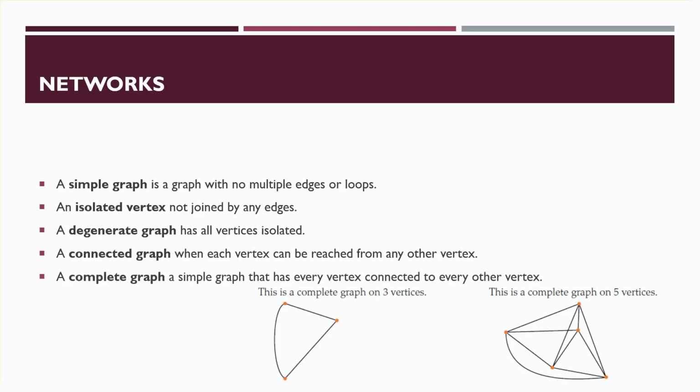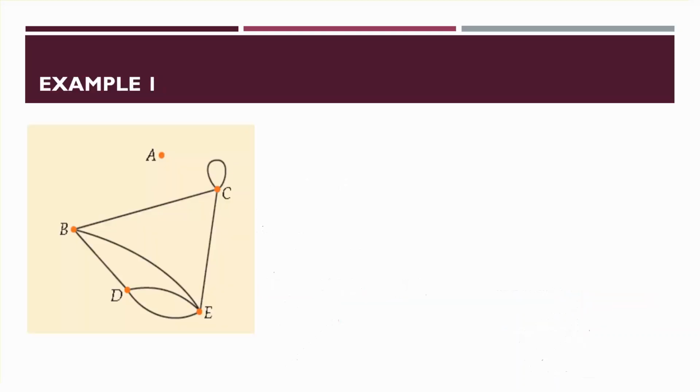And finally, a complete graph is a simple graph that has every vertex connected to every other vertex. So you can see in the one on the left, a very simple graph with 3 vertices, and the one on the right, it's got 5 vertices. You can see there are many more lines in there. So you can imagine if there were 7 vertices or 9 vertices or maybe 20 vertices, there would be a plethora of lines and edges connecting them. That's where all of them can be reached from all different ones.